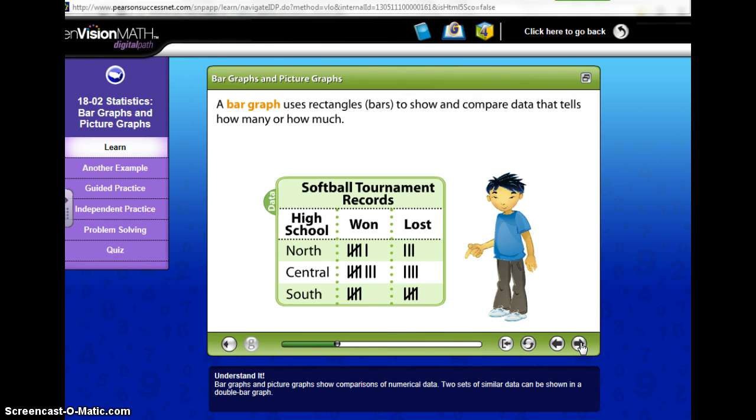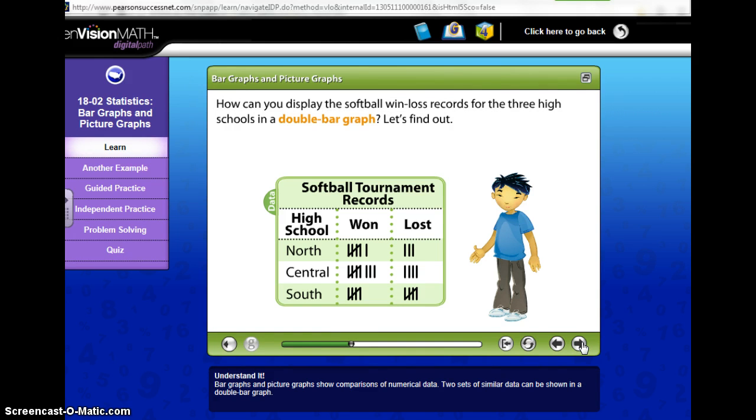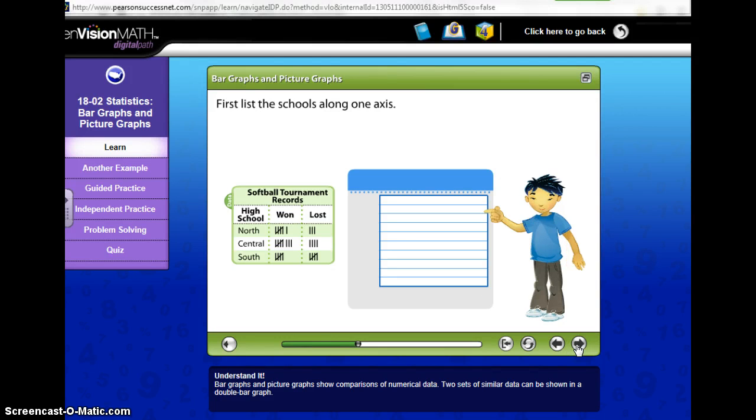A bar graph now uses rectangles, or bars, to show and compare data that tells how much. Double bar graphs, which you may see today as well, use 2 either different colored bars or different shades of the same color. How can we display the softball wins and loss record for the 3 high schools in a double bar graph?